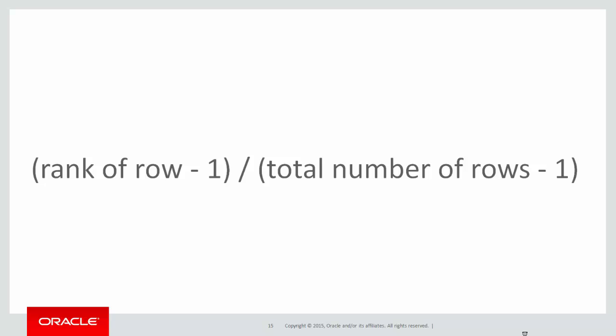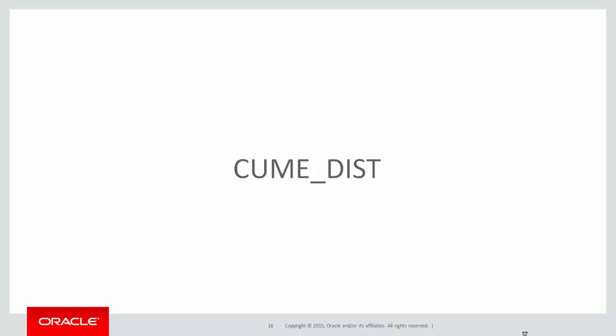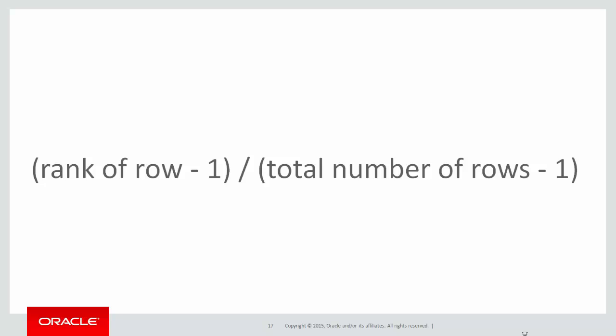The formula for percent rank is this: it is the ranking of the row minus 1 divided by the total number of rows minus 1. That's why we're saying that Furious 7 was greater than 91.8% of the rows, because we're not including the row itself. An alternative is Cume Disk, which does include the current row. Its formula is identical except we've removed the two minus 1s. So it's the current row divided by the total number of rows.